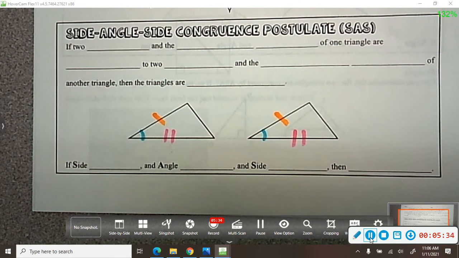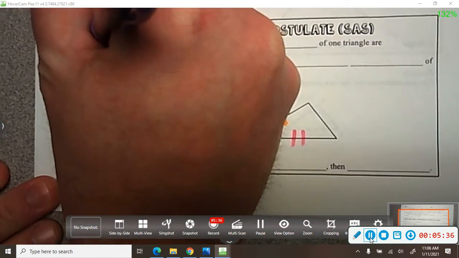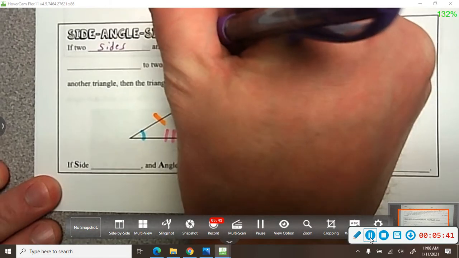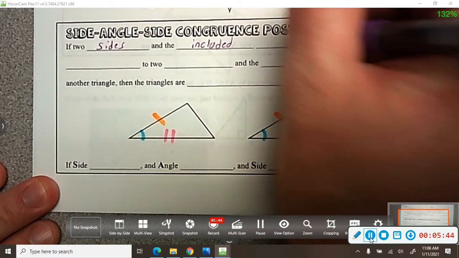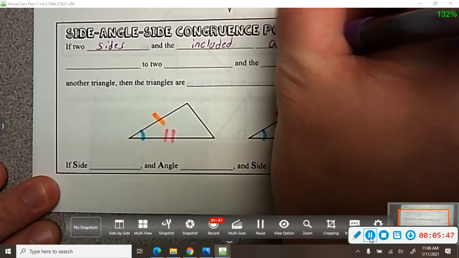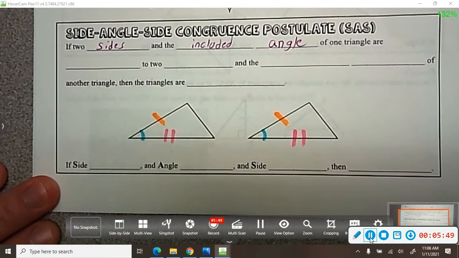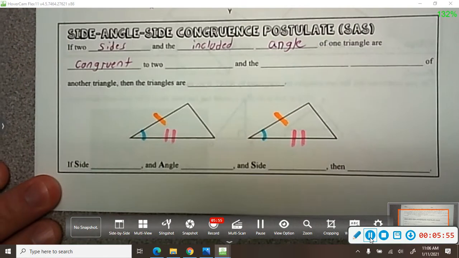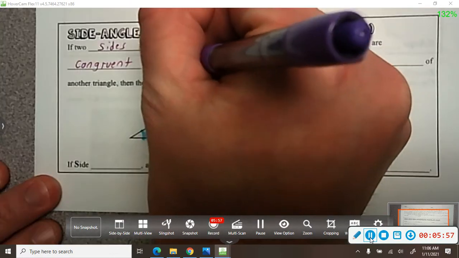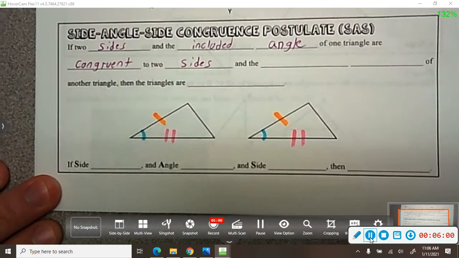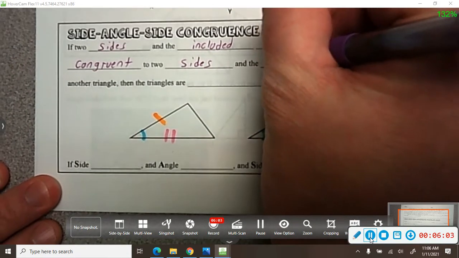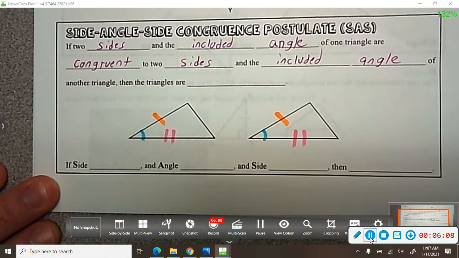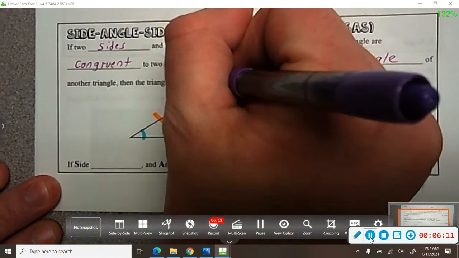So to fill this in, if two sides and the included angle of one triangle are congruent to two sides and the included angle of another triangle, then the triangles are congruent.